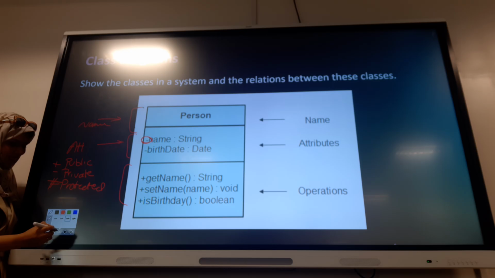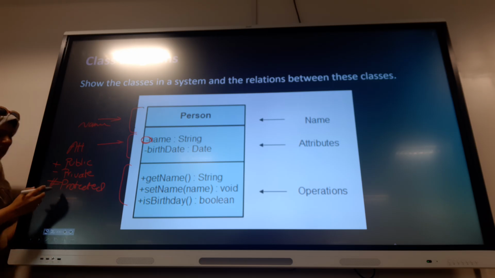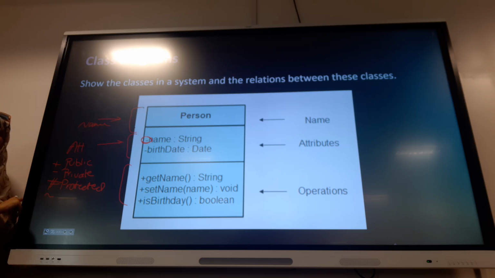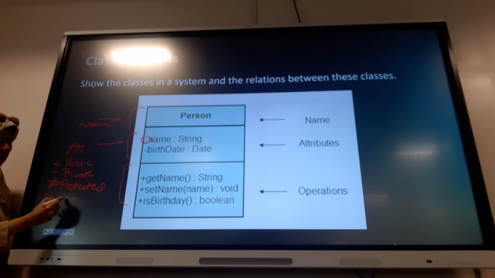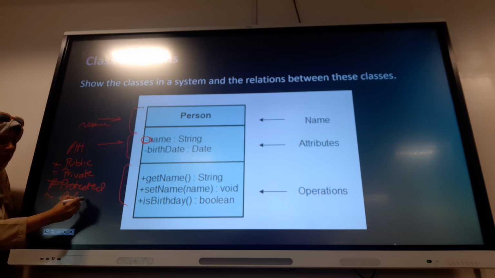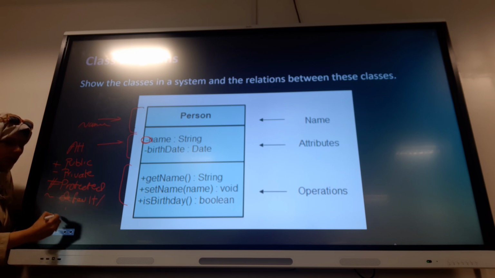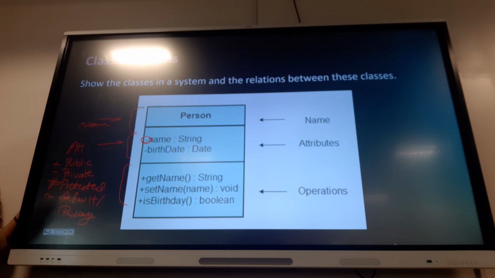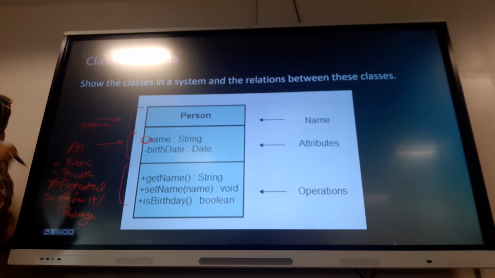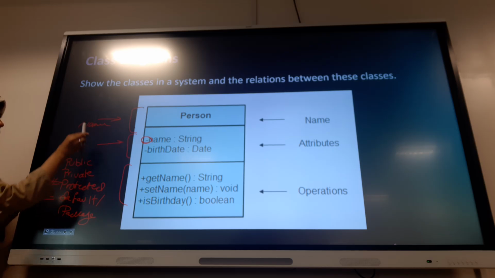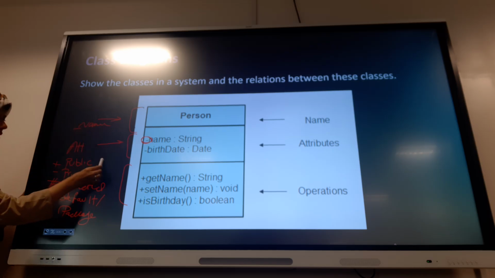Something underneath, abstract. What is that for? Default. You know the curly sign? This is default or package. It has to be the curly one as well. And of course you can still represent abstract by writing the name in italics.